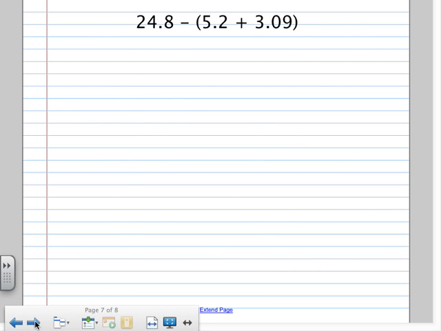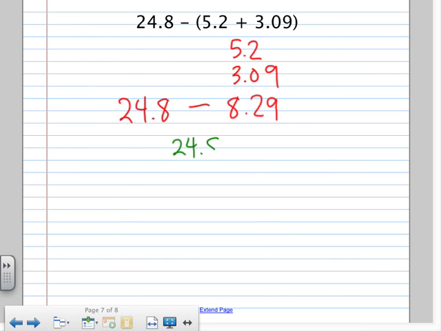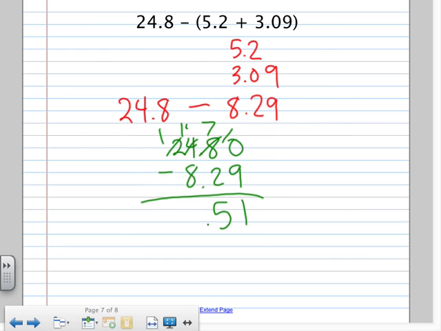All right, on this one, I can't move things around because I have that subtraction, so I have to do the parentheses first. So I get 8.29. And remember, it's going to be 24.8 minus 8.29. So I'm going to write it in that order, 24.8 minus 8.29, and fill in my 0 where I need it. So I'm going to do my borrowing, need to do some more borrowing, and I get my ultimate answer of 16.51. So remember, it's parentheses first, and then I did my subtraction.